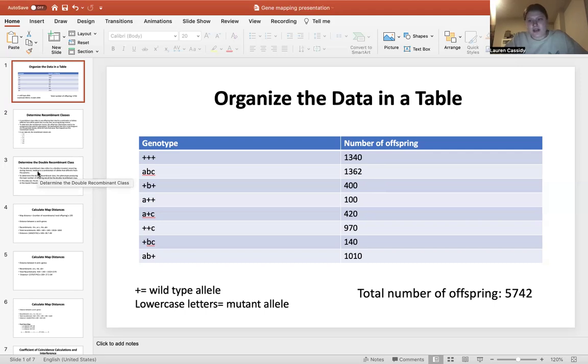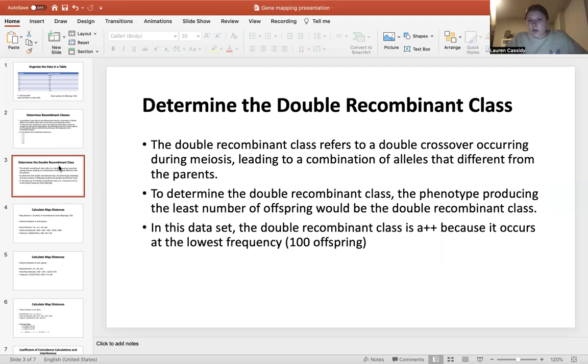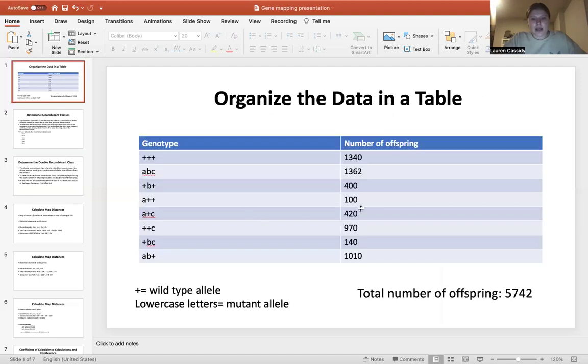there is one crossover that occurs during meiosis, versus the double recombinant class, which is when there's a double crossover that occurs during meiosis, and it could be determined by the lowest number of offspring produced. So here the A plus plus would be considered the double recombinant class.